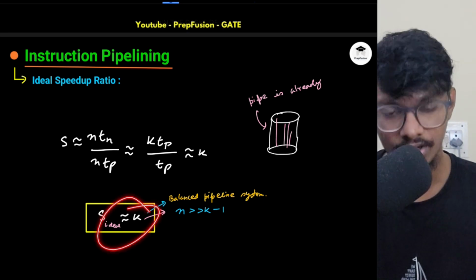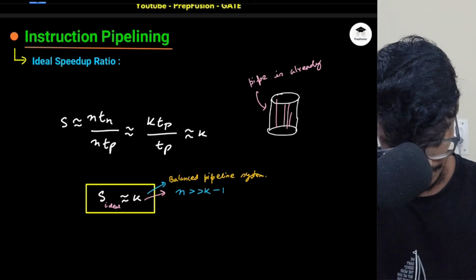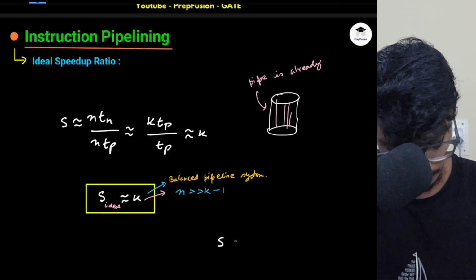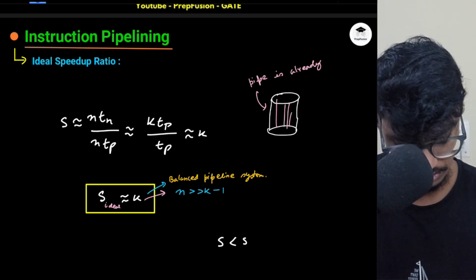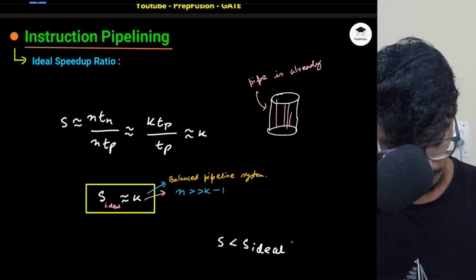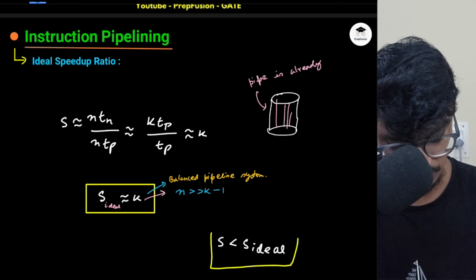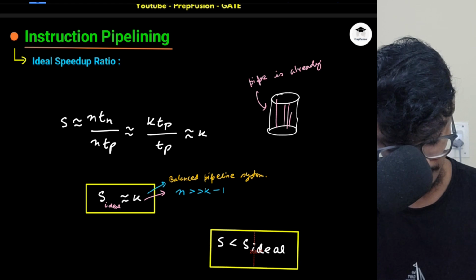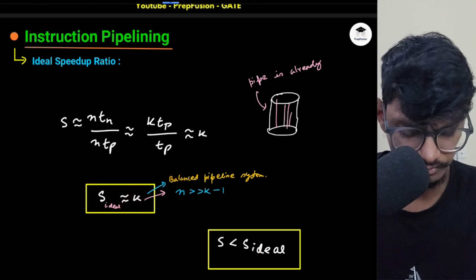Ideally this should be the maximum. Remember, my actual speed up ratio will always be less than S ideal. So this is how you can verify whether you have solved the question correctly or not. You can always compute the S ideal. S ideal will always be equal to k.